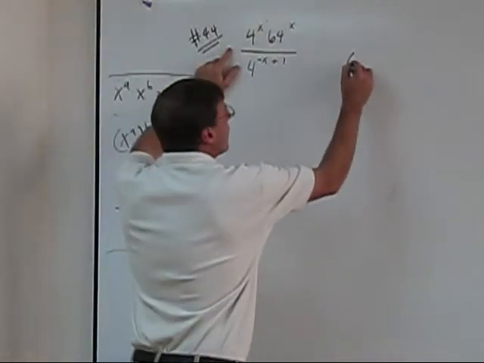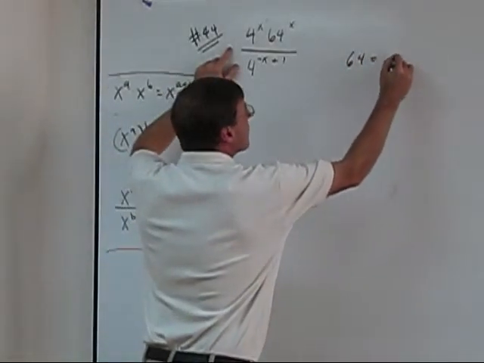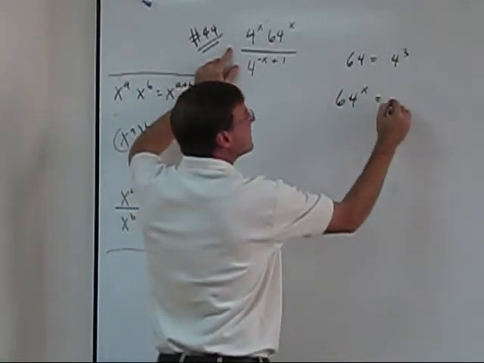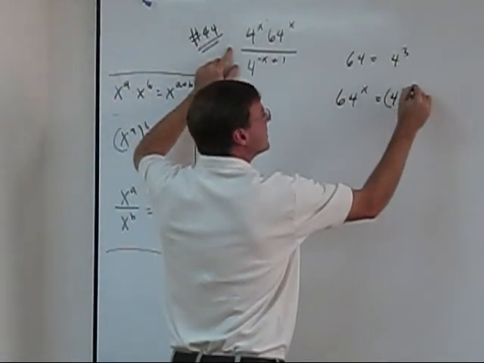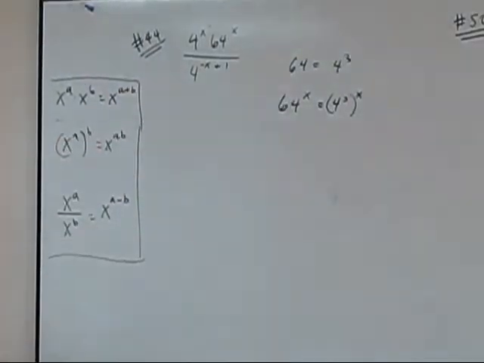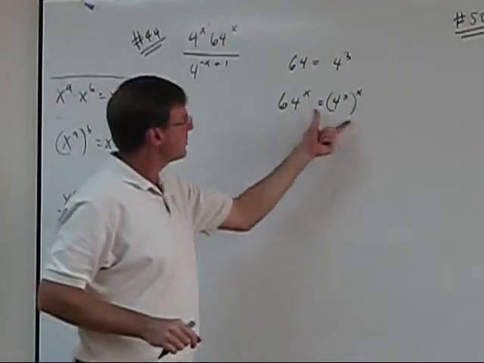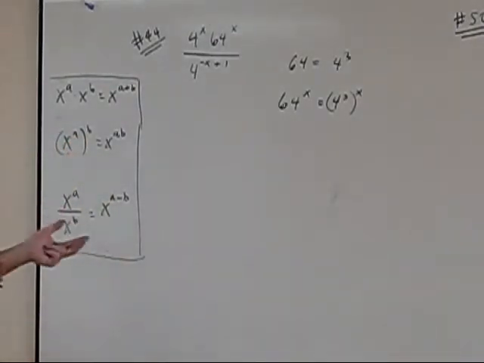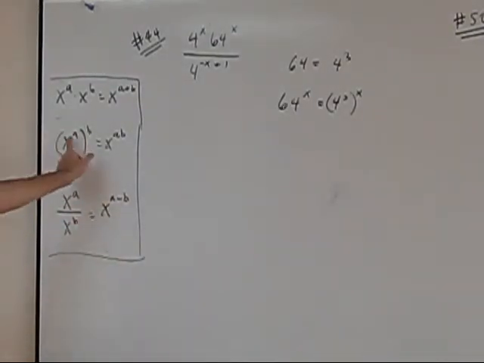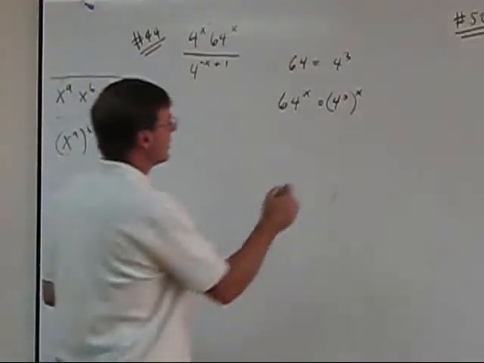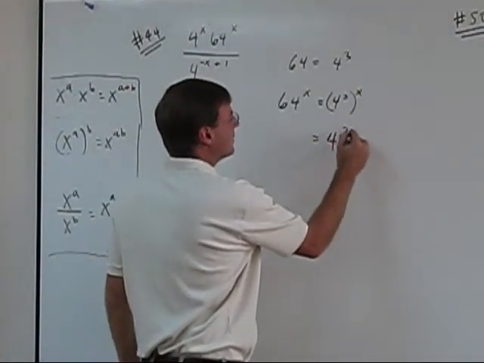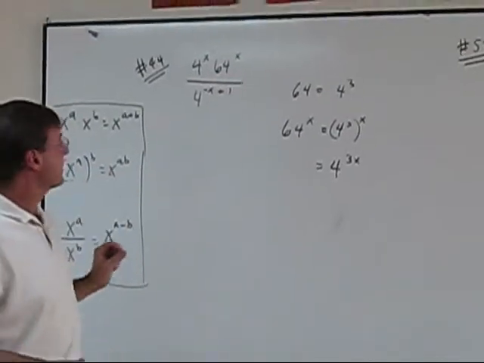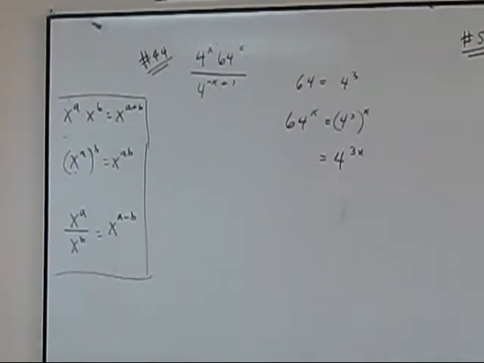So 64, that's equal to 4 cubed. So 64 to the x, that's 4 cubed to the x. Okay, and then in order to simplify this, we're going to use this rule. If I have something to a power, and I take that whole thing to a power, then I multiply the exponents. So this is equal to 4 to the 3x. Okay, so that just takes care of the 64 to the x. That was just a little bit of a wrinkle that I threw in there.